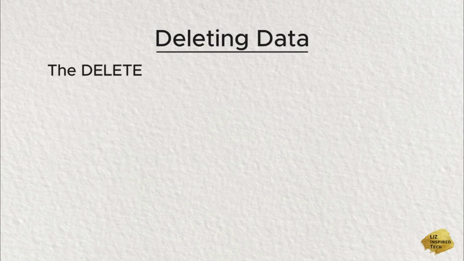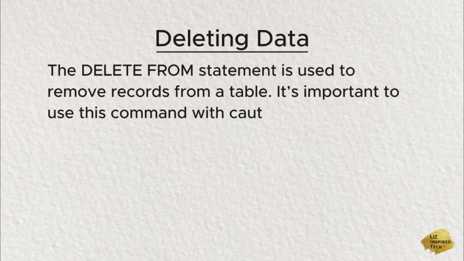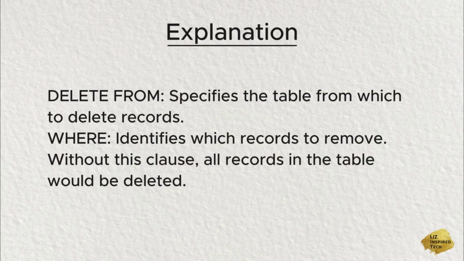Deleting data. The delete from statement is used to remove records from a table. It is important to use this command with caution. In this example, delete from is a clause that specifies a table from which to delete records. Where identifies which records to remove. And without the where clause, all records in the table will be deleted.